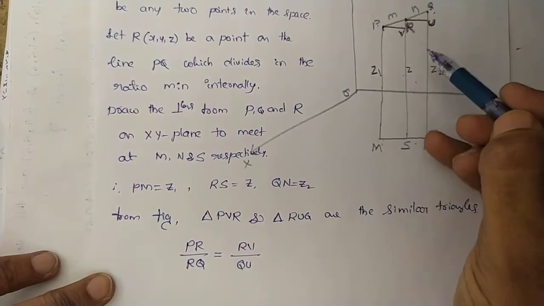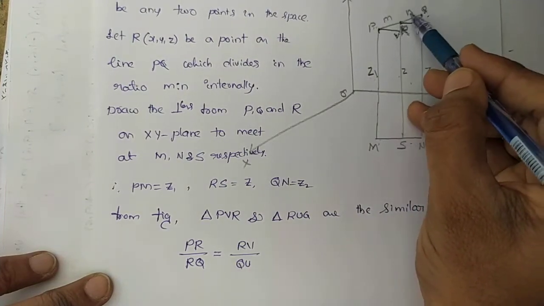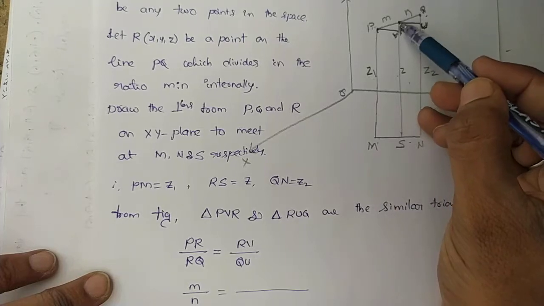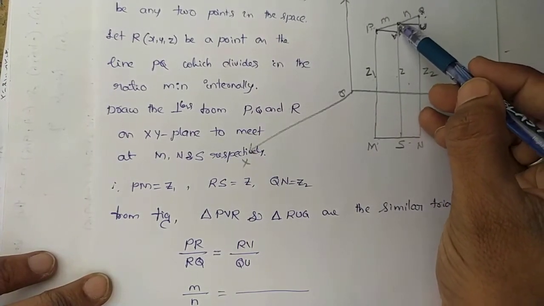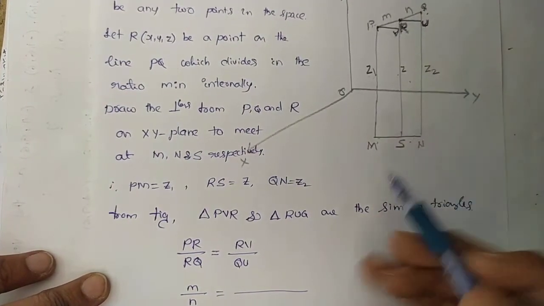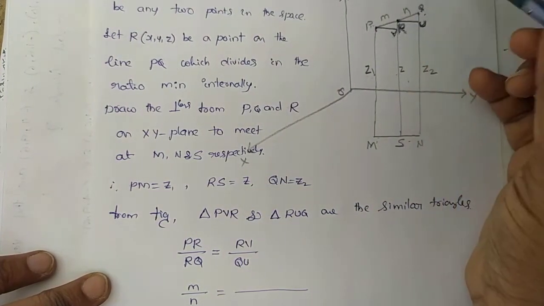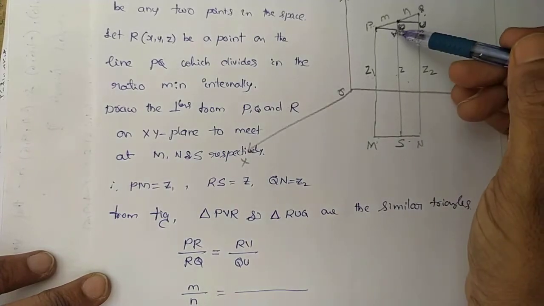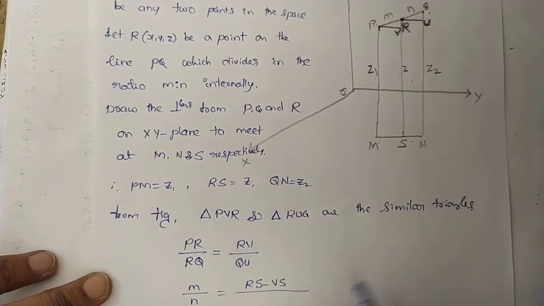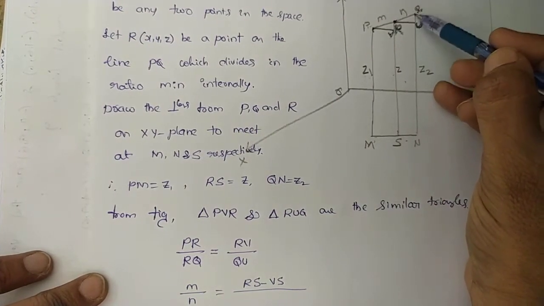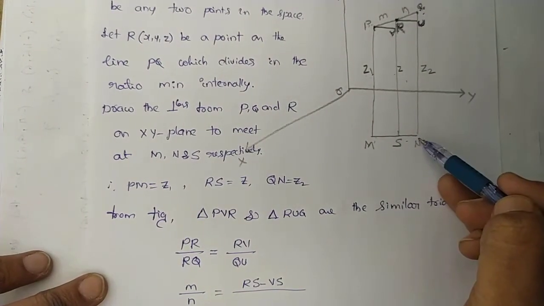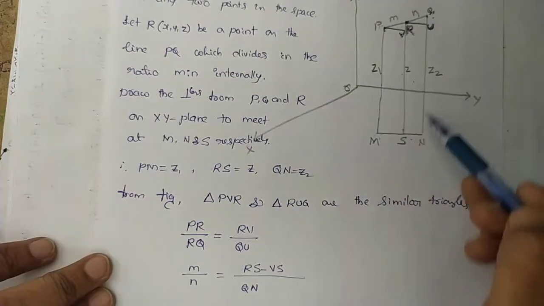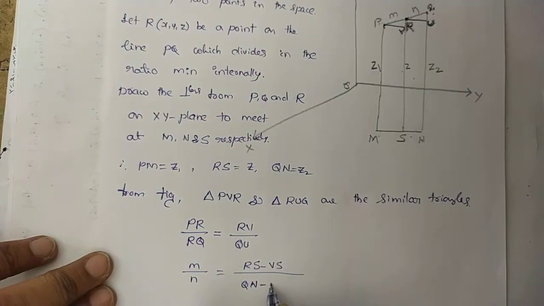Now, PR is m and RQ is n. That is, m divided by n equals RV divided by QU. RV is what we want: RV is RS minus VS. Kindly do not confuse: this point is R, this point is S. Similarly, QU is QN minus UN.